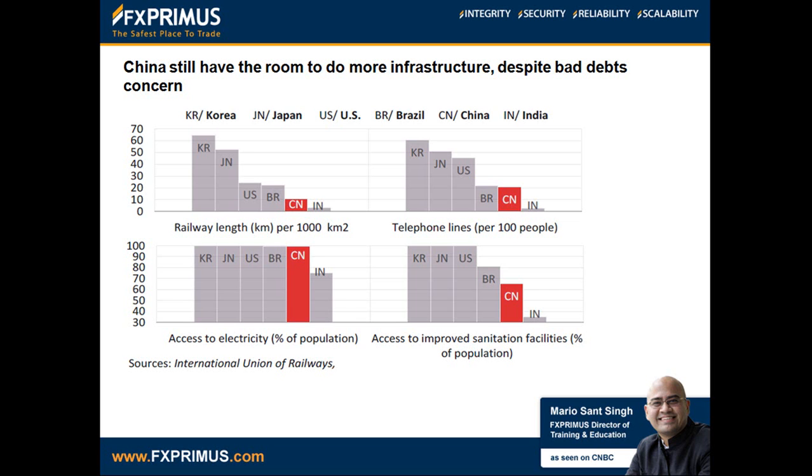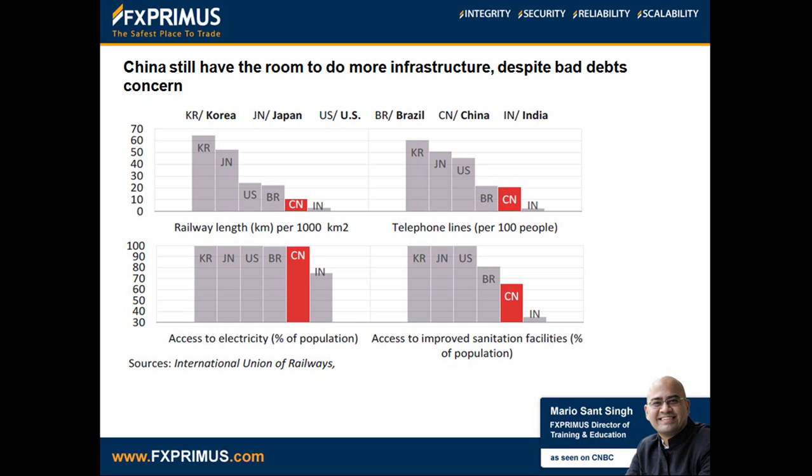we are looking at this source, which I got from the International Union of Railways, also from Bloomberg. You can see that there is still a lot of space if they want to do infrastructure in various lines, compared with other developed markets. The first is the railway length for China. It's very low. It's even lower than Brazil and higher than India, but much lower than the US, Japan, and Korea. So the space is there, right?